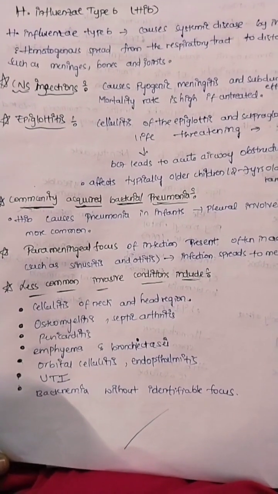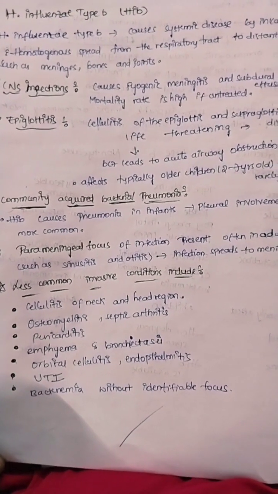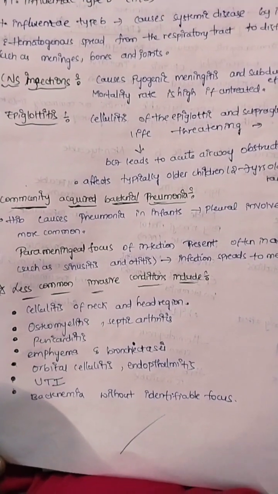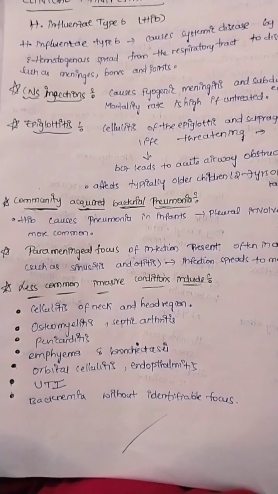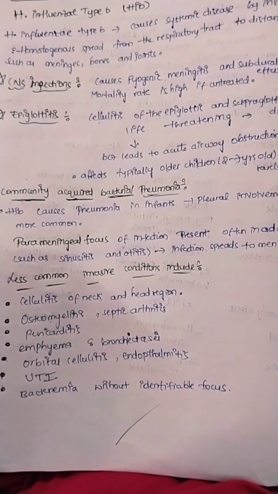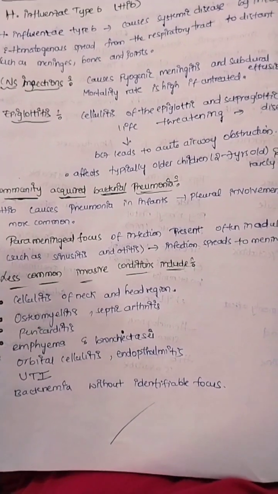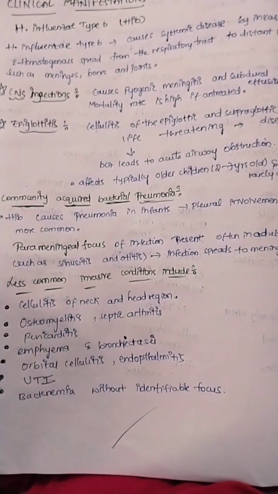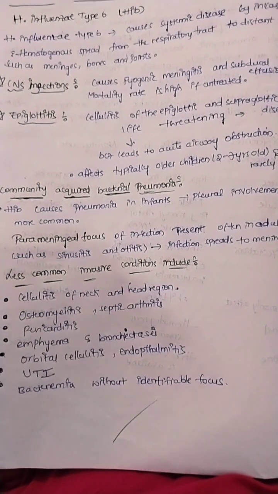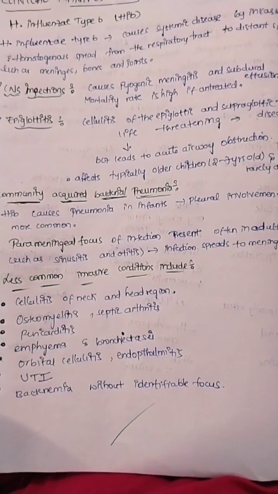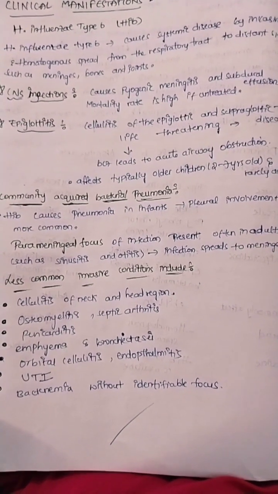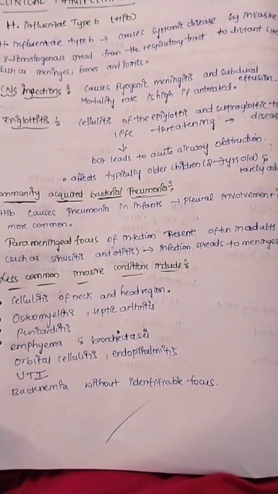Hemophilus influenzae B will cause pneumonia in infants. So pleural involvement will be more commonly seen with Hemophilus type B than in any other Hemophilus species. Okay, parameningeal focus of infection is present often in adults, such as sinusitis and otitis.